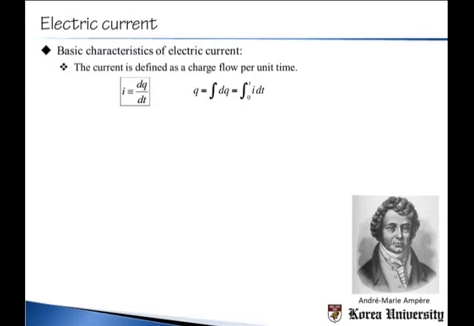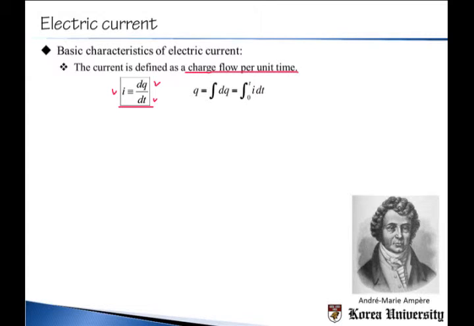And then let's formally define electric current. The electric current is defined as a charge flow per unit time. This is how we do it mathematically. Here, I is the typical symbol we use for the electric current, and it is defined as the time derivative of charges, which means that we differentiate charges with time.